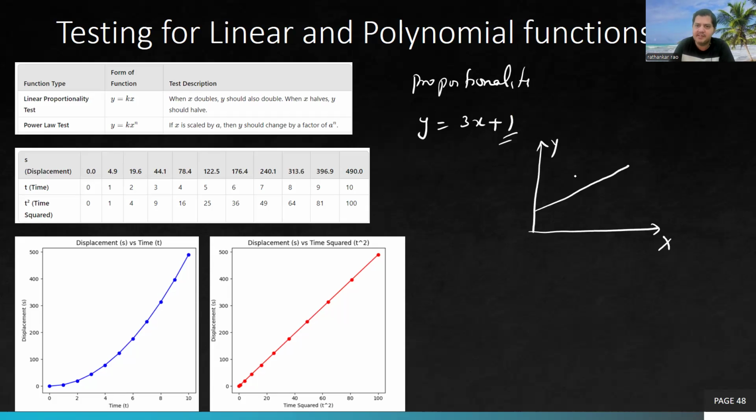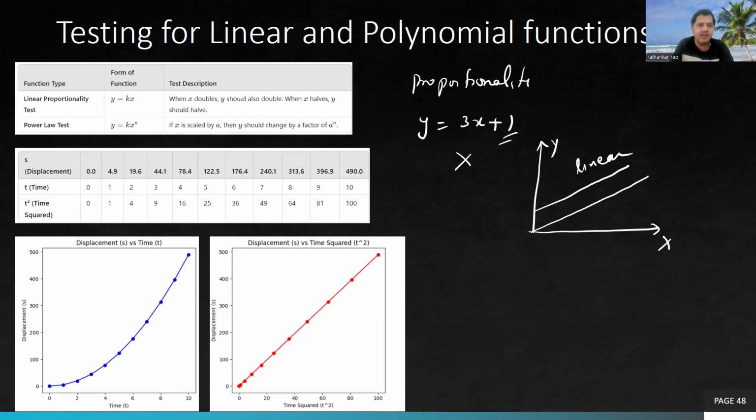So what kind of equation is this? This is only a linear plot. But what do I need? When I say proportionality, then this line should pass through the origin like this. So therefore, this is not proportional. Y is not proportional to x over here. Okay. So thus you can say it is only a linear one.